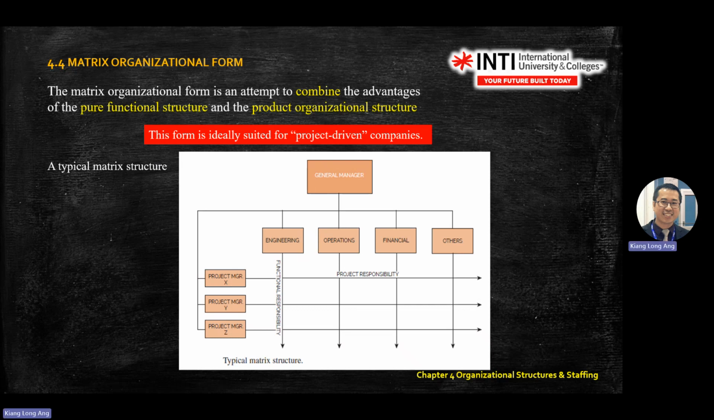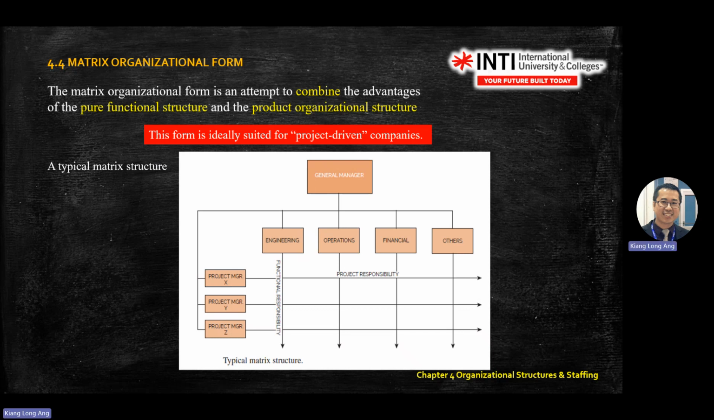So here is functional responsibility. This is project responsibility. What does it mean? It means the staff within a company, they are matrix, they mix. It means they can be reporting to different project managers under one functional manager. So let's say I pick this one.